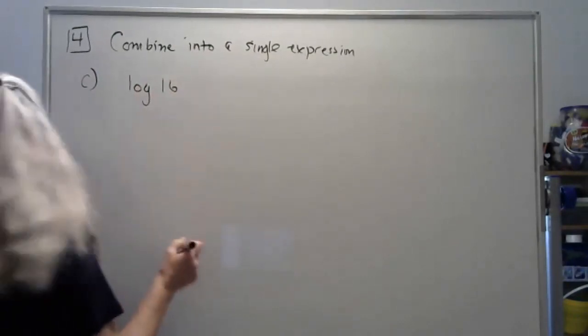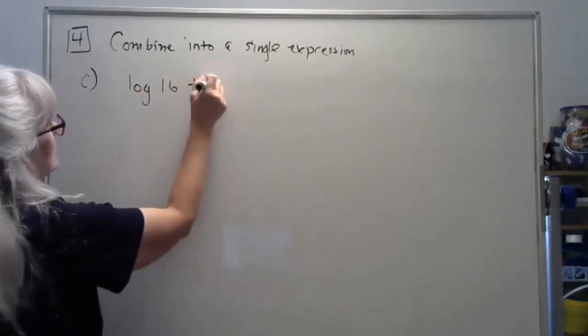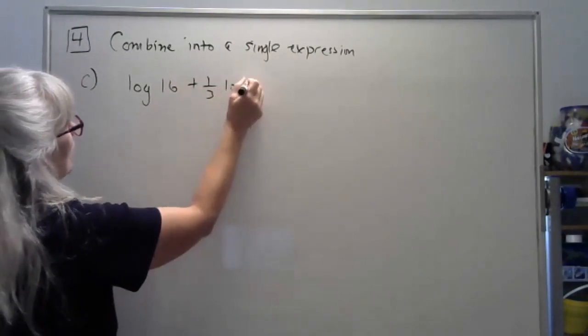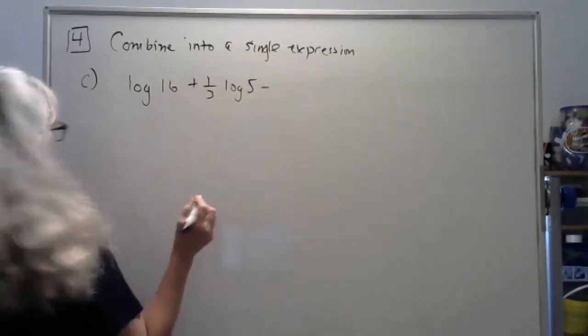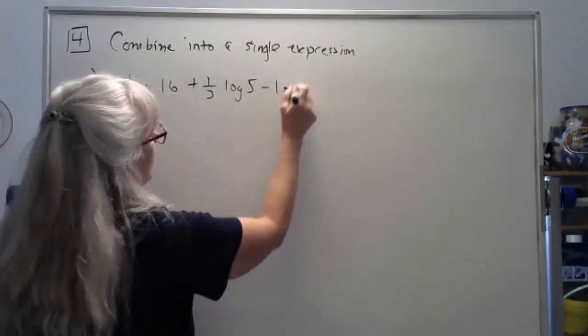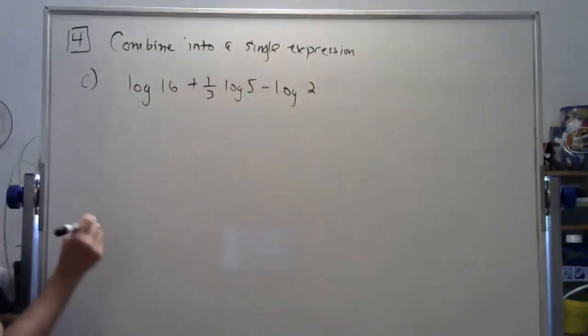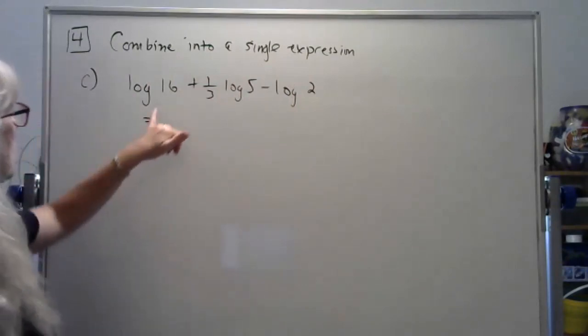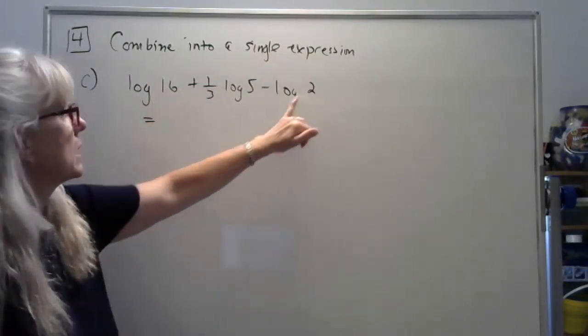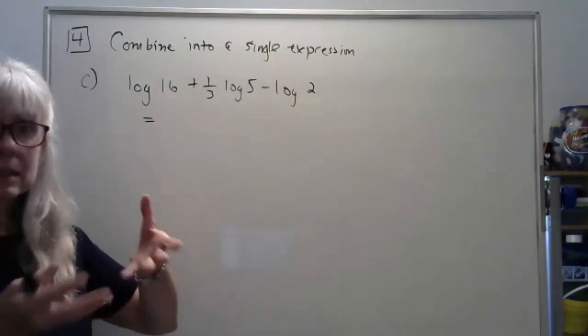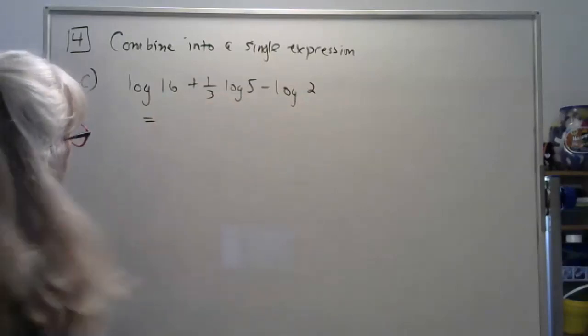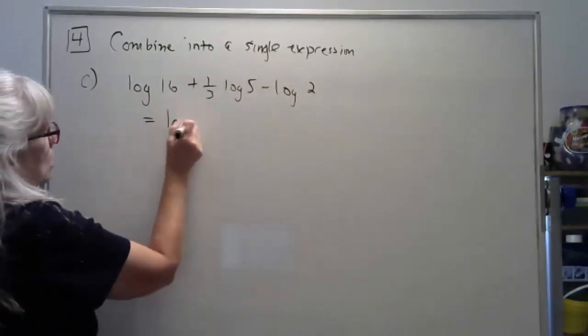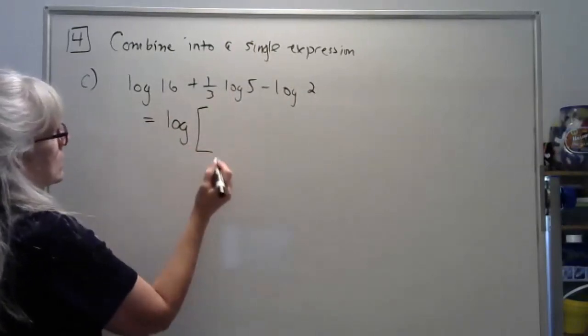Okay, part C says log 16 plus 1/3 log 5 minus log 2. Just because we haven't said it yet today, all these are the same logarithms, and because we see no base written, we know they're base 10. So these are all log base 10. We're going to write the word log one time. Let's see what we got on the inside.